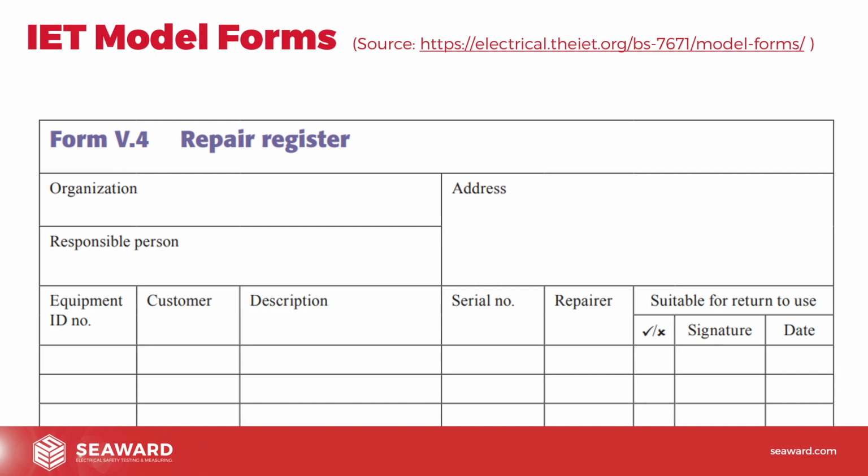So again: organisation, responsible person, address, equipment number, we're keeping that unique number so we can see the history. Who is the customer? So who's the person who owns that equipment? Realistically, is it the team leader in a certain area? Is it a particular tradesperson within the company? Or is it actually a customer who's paying you to repair this equipment? Then the description of the equipment, serial number, who the repairer was, and then we're signing to say, yes, it's been repaired and it's suitable to return to use. Tick, sign, and date, so that we've got that trace of where that equipment was returned into service.